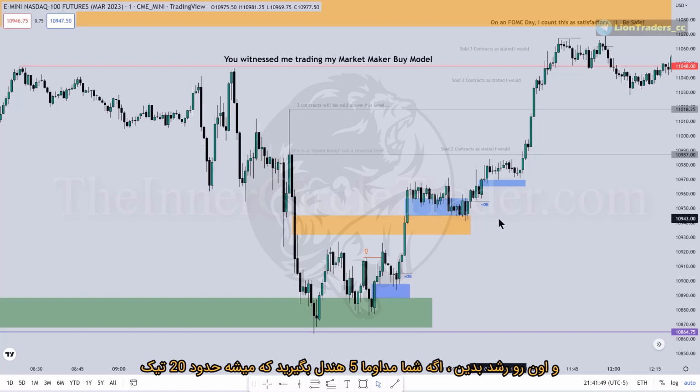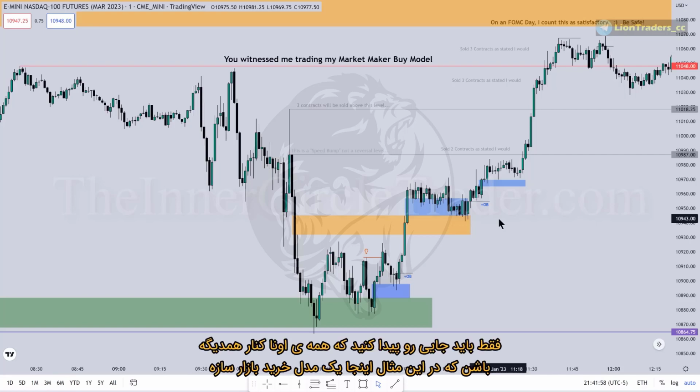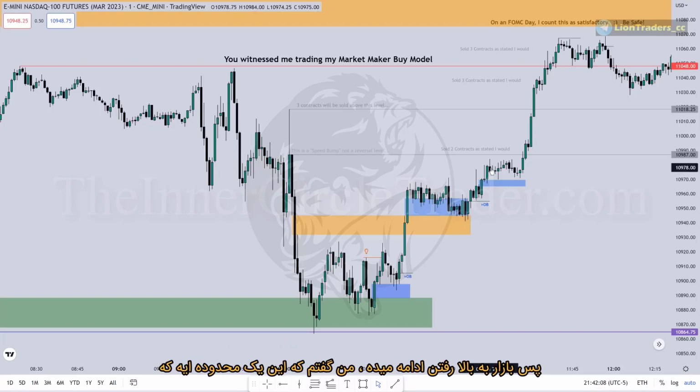If you get five handles consistently, that's 20 ticks. If you can find that consistently, you'll have no trouble finding the setups like I'm showing you here. You just got to find a place where they all nest together, which is a market maker buy model in this example here. So the market continues up.